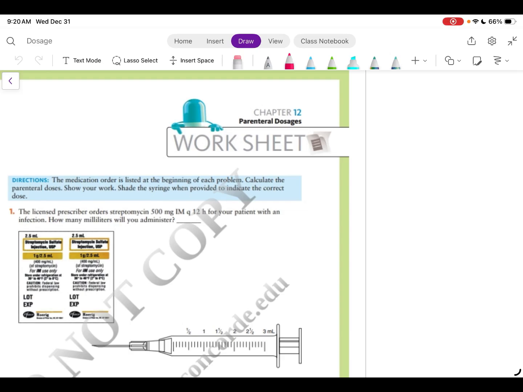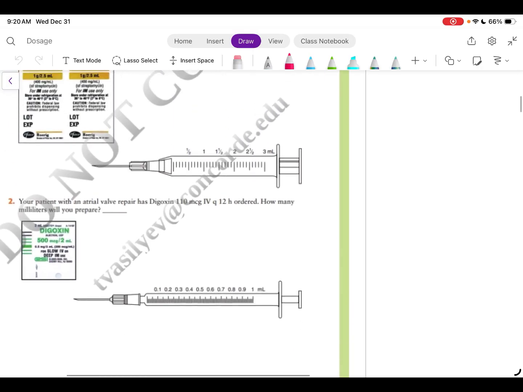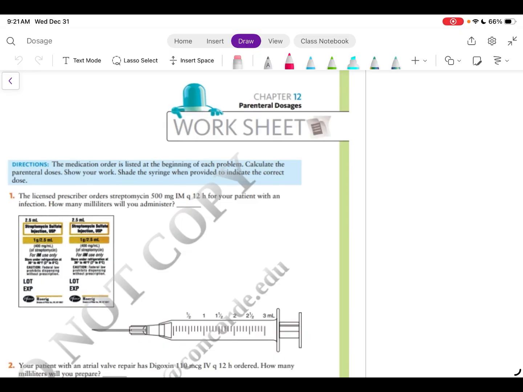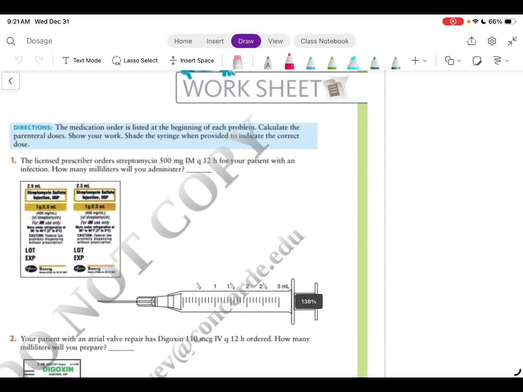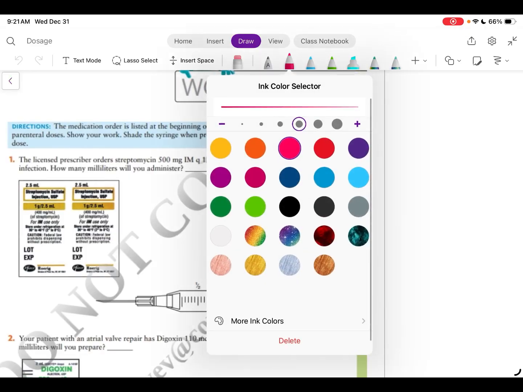So this is going to be the video that covers chapter 12. If you watch my previous videos, I like to work off of the worksheet from your book. So this is on page 297. And we're going to go ahead and get started here. Let me just maybe change my pen color. Let's go with blue. Okay.